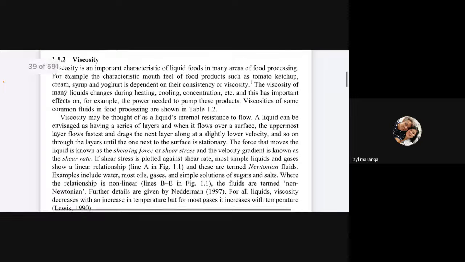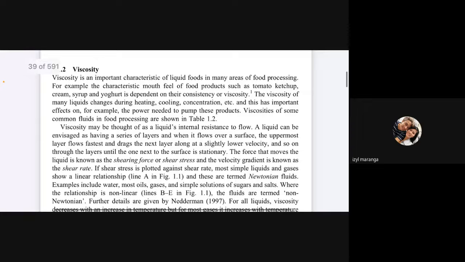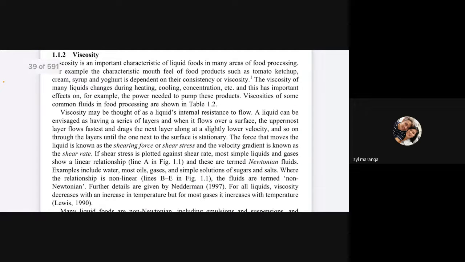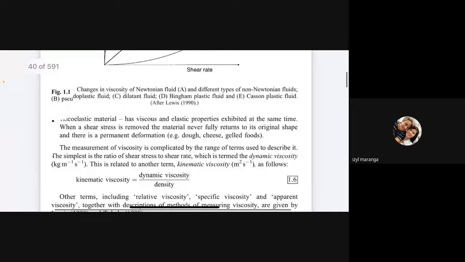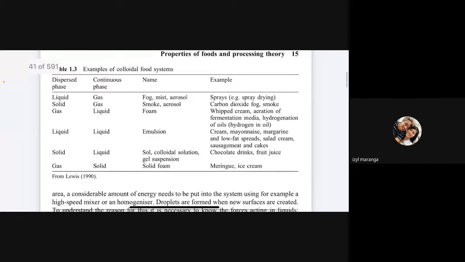No? So, another property is the viscosity. Ano ito? It's an important characteristic of liquid food in many areas of food processing. For example, the mouthfeel of food products such as tomato ketchup, cream, syrup, and yogurt depends on their consistency or viscosity. So, this will also change depende sa heat, cool, concentration, and has a very important effect on the power needed to pump these products. So, we have here the viscosities of the different foods.